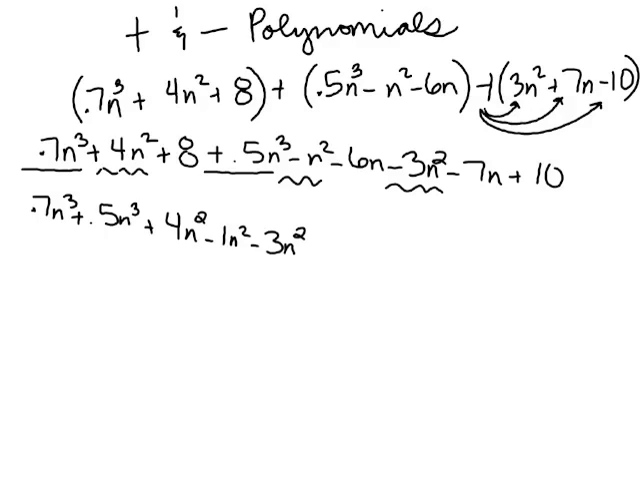Okay, what's my next exponent? 7n. Okay, I have a single n. I have a -6n and -7n. Okay, now what whole numbers do I have left? The 8 and 10. Plus an 8 and plus a 10. Which one was that n? I have a -6n right here and a -7n right there.